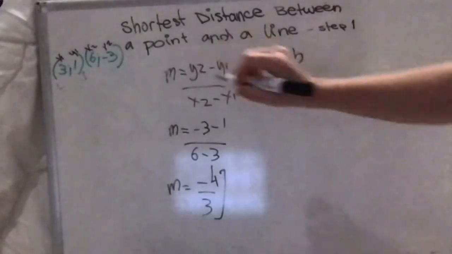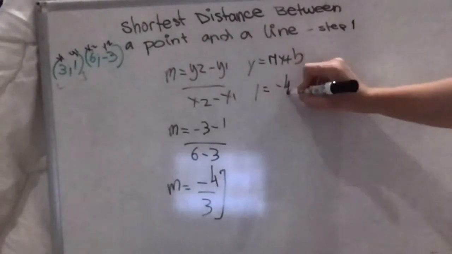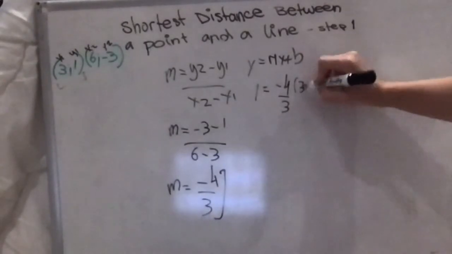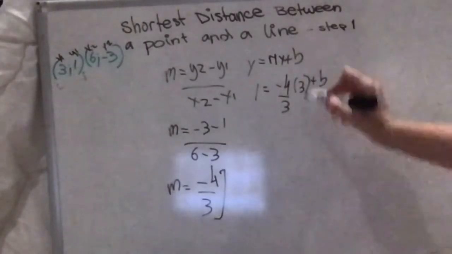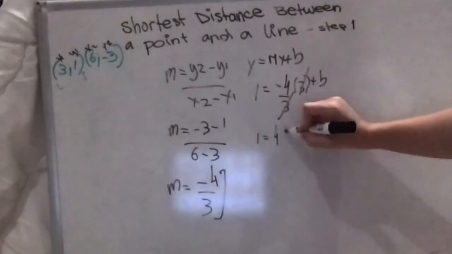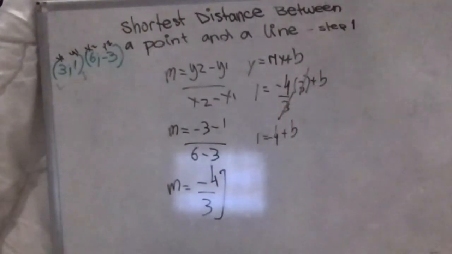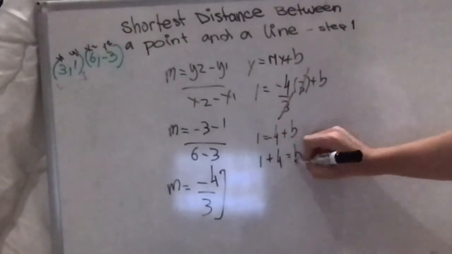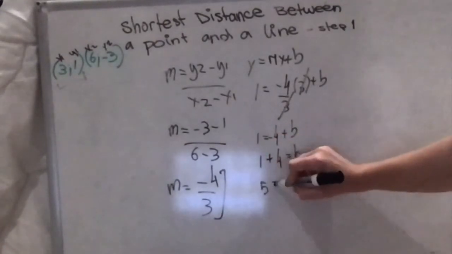y equals minus 4/3, which we just calculated, times x plus b. So this will be simplified and we will be left with 1 equals 4 plus b. So we do 1 plus 4 equals b, 5 equals b.